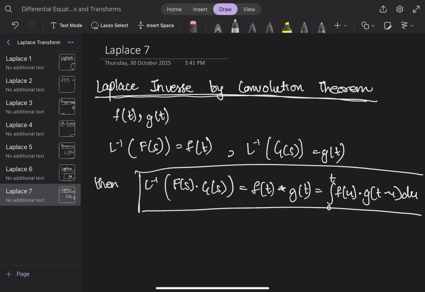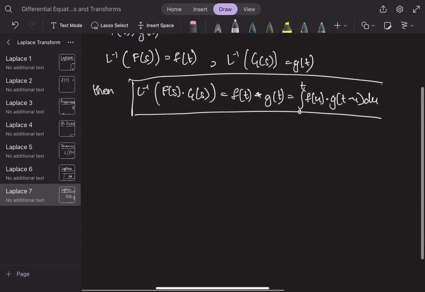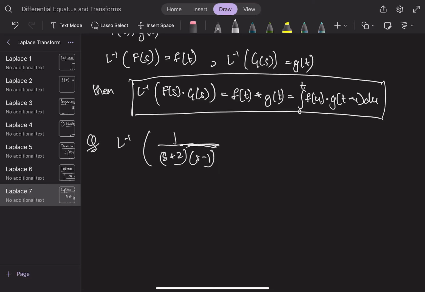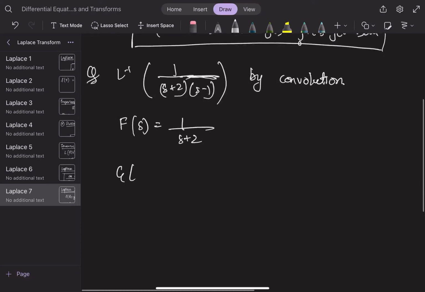So I'm going to take a very basic example again. For example, you need to find the Laplace inverse of 1 upon (s plus 2)(s minus 1). Now you can do this very easily with partial fractions, but what if the question says by convolution? Here you take one function as F(s), which will be 1 upon s plus 2, and the second function as G(s), which will be 1 upon s minus 1.